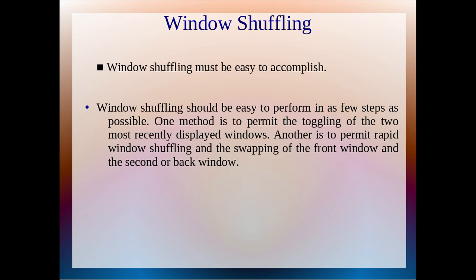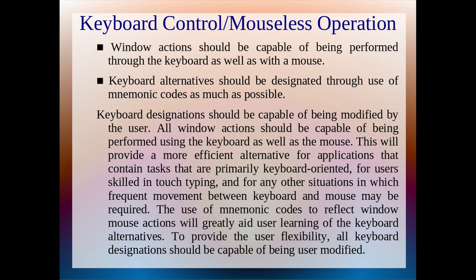Window shuffling must be easy to accomplish. Window shuffling should be easy to perform in as few steps as possible. One method is to permit the toggling of the two most recently displayed windows. Another is to permit rapid window shuffling and the swapping of the front window and the second or back window.